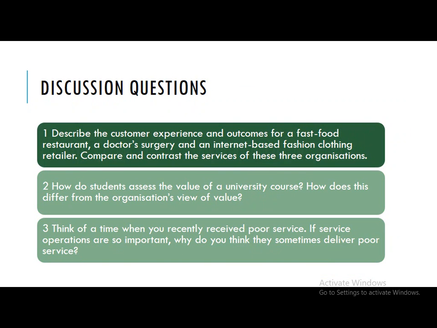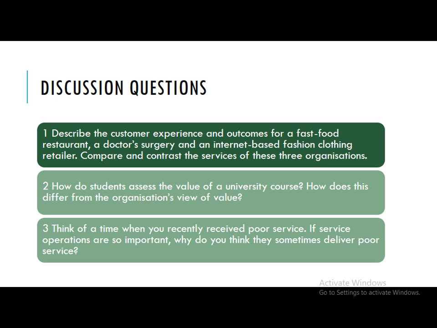Now, there are a few discussion questions you can think about, and we will discuss them in the next class. These questions are: describe the customer experience and outcome for a fast food restaurant, a doctor's surgery, and an internet based fashion clothing retailer. Compare and contrast the services of these three organizations. Refer to the figure that we have studied.